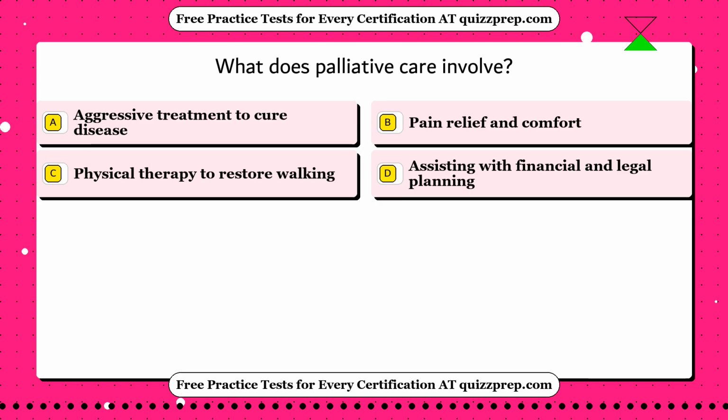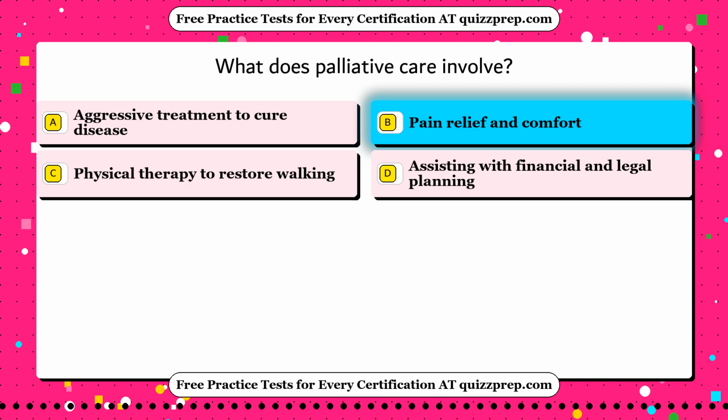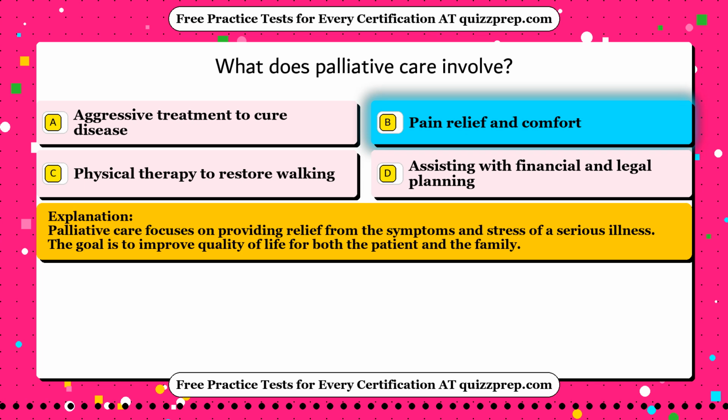Question 98. What does palliative care involve? Option A, aggressive treatment to cure disease. Option B, pain relief and comfort. Option C, physical therapy to restore walking. Option D, assisting with financial and legal planning. The correct answer is option B, pain relief and comfort. Palliative care focuses on providing relief from the symptoms and stress of a serious illness. The goal is to improve quality of life for both the patient and the family.